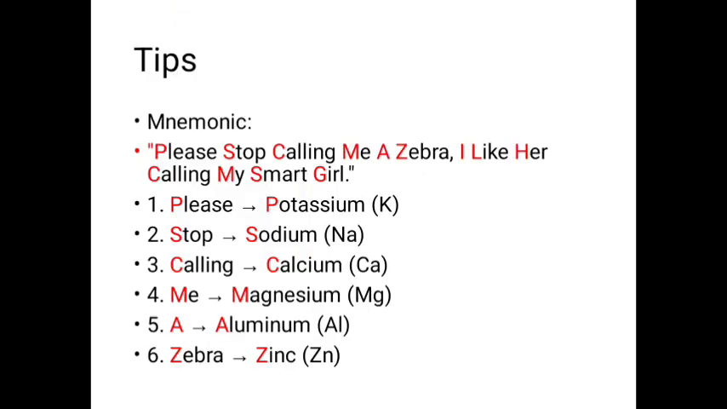Okay, here's a mnemonic that can help you know which came first. With this sentence, you can remember this electrochemical series without stress. The sentence is: please stop calling me a zebra, I like her calling me my smart girl. You can write this down somewhere because it can help you get 3 points in your exams.